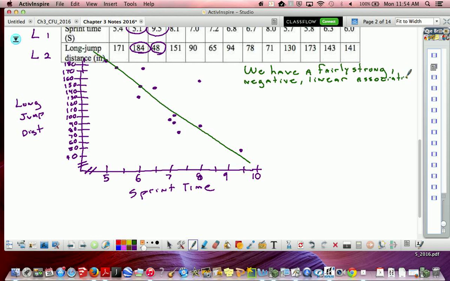You'll see me interchange those words. Association between, and then I want to put it in the context of the problem. Between a student's sprint time and their long jump distance.